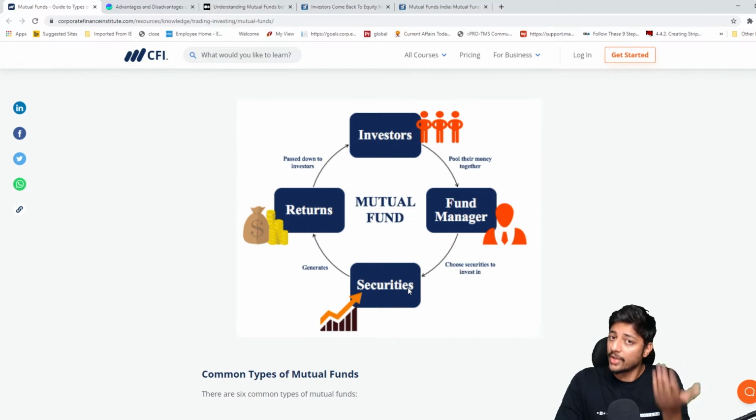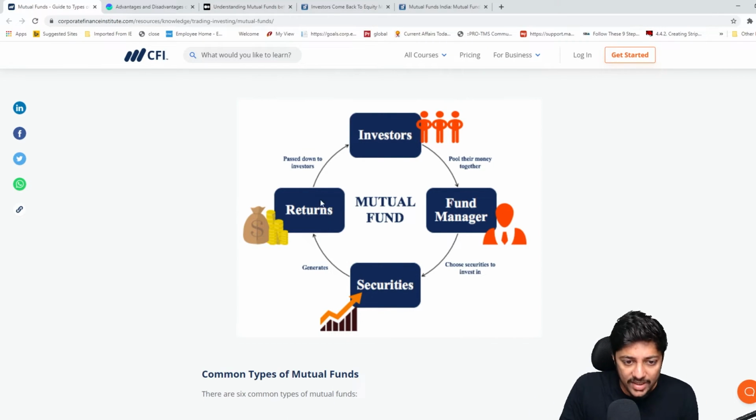You can actually look at all the securities that he's investing in, and once you look at it, you can take a call whether this is good or whether this is bad. Okay, and if it suits your style. Now after that, he generates returns, and then that return gets passed down to the investors. But here there is something called an expense ratio.